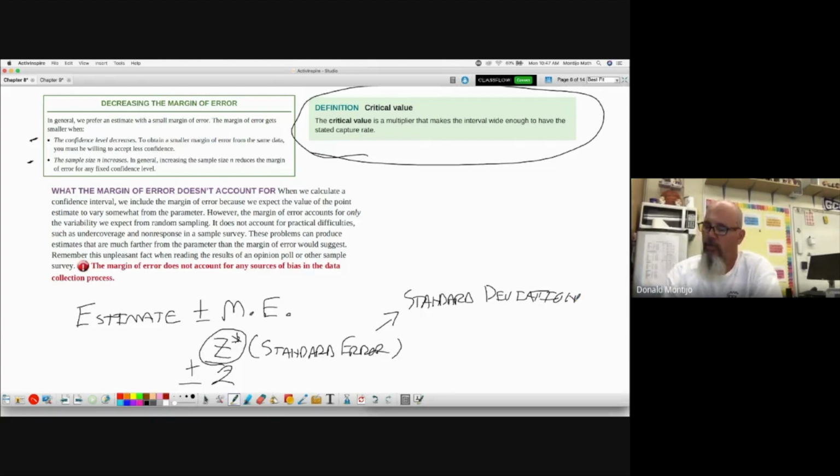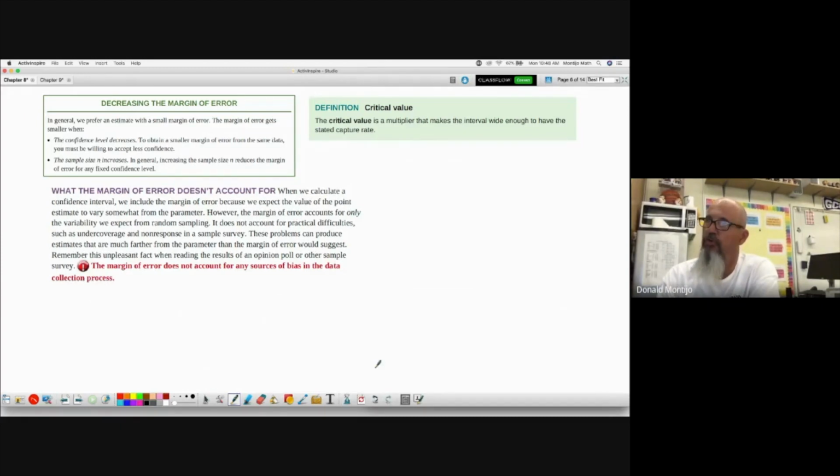So this critical value, this Z star, this multiplier that we're going to use to construct our interval, where does it come from? And we're going to take a look at where we would get those from. For example, if I wanted to be 99% confident that I capture the true population parameter, let's say I want a confidence interval. Let's start with a simple one. Let's say I want a confidence interval of 95%.